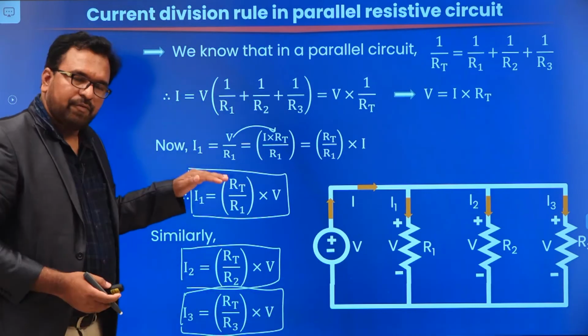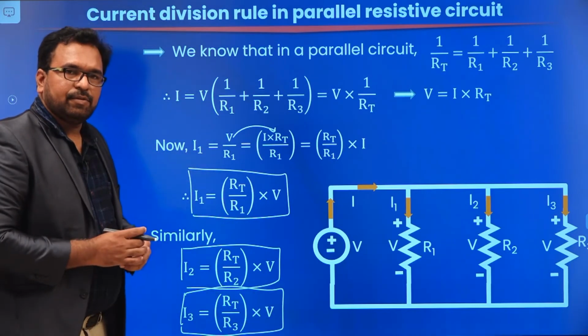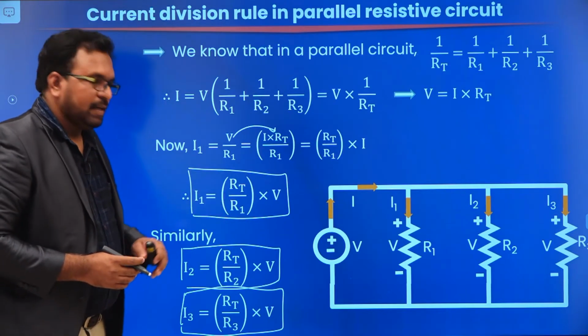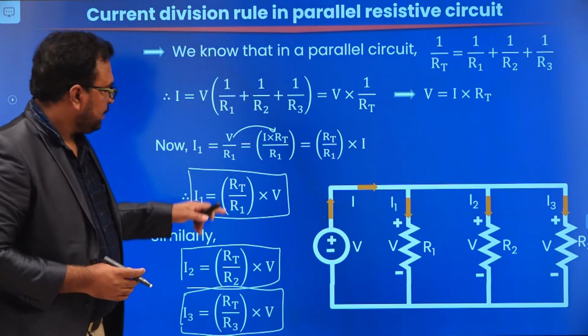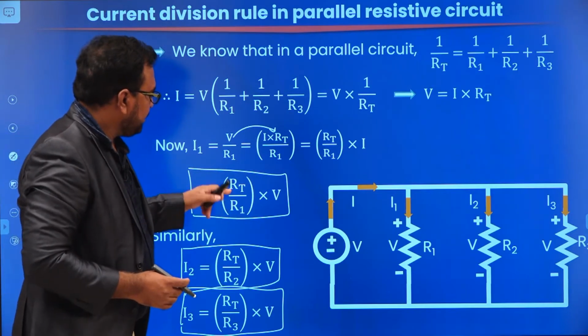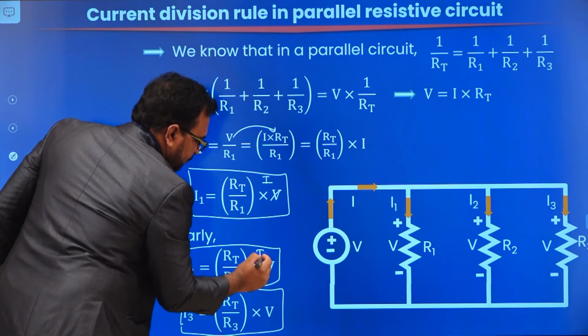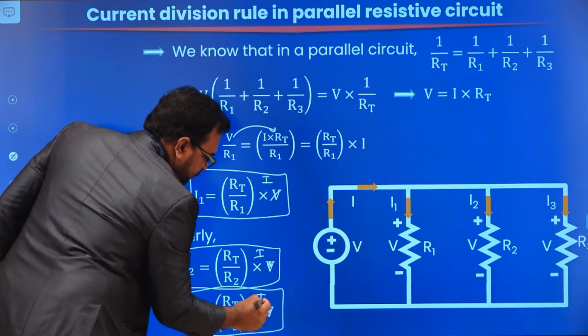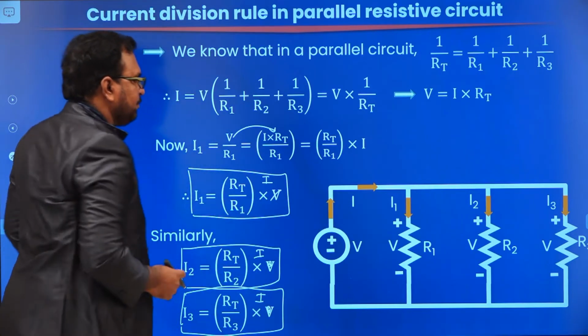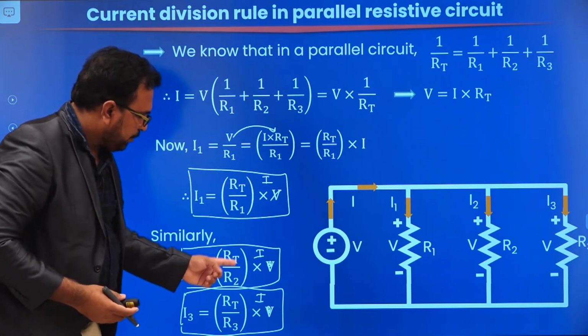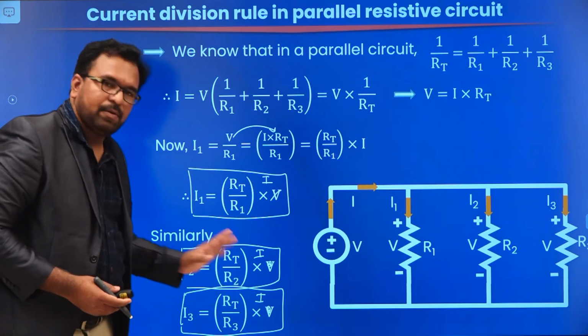If you compare this with the voltage division rule, the only change is the resistance here. The resistance is going to be changed. So this is actually I, not V. The total current I, RT by R1 into I. Similarly, RT by R2 into I, RT by R3 into I.